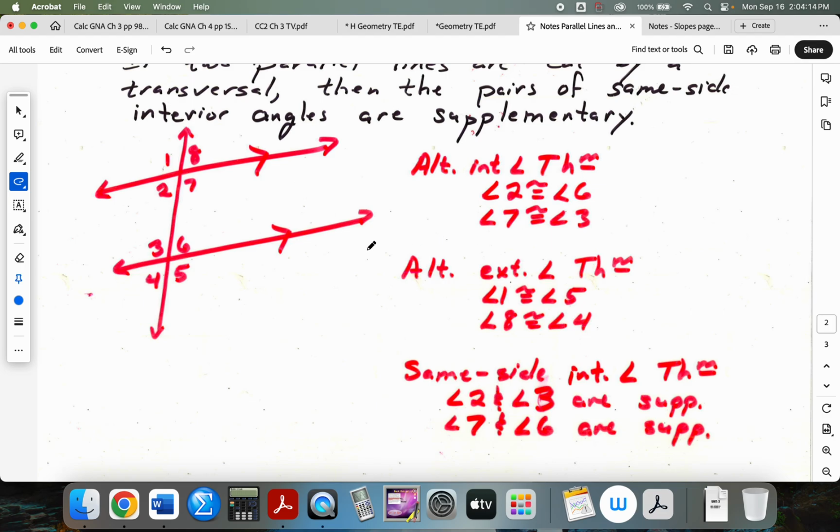So in this diagram, we know that angle 2 will be congruent to angle 6, and that angle 7 will be congruent to angle 3 because of the alternate interior angles theorem. This, by the way, is the way I abbreviate theorem. I don't remember where I picked that up. Somewhere in college, one of my professors did that. Likewise, alternate exterior angles are congruent. 1 and 5, 8 and 4. And then the same side interior angles like 2 and 3 and 6 and 7 are supplementary.